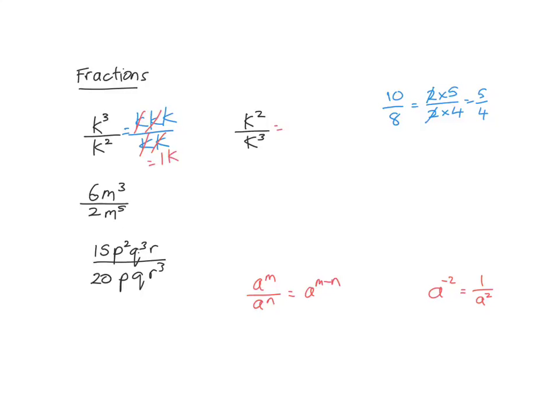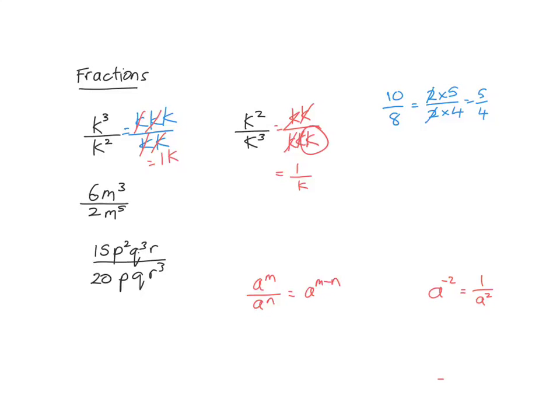Here I have k squared over k cubed, so I'm going to have 2 k's on the top, 3 on the bottom. So I can cancel 2 of each, which leaves me with this k on the bottom of the fraction, which you need to show that it's on the bottom. So on the top, I need to put a 1 like that.